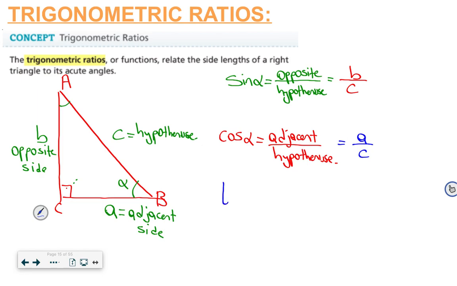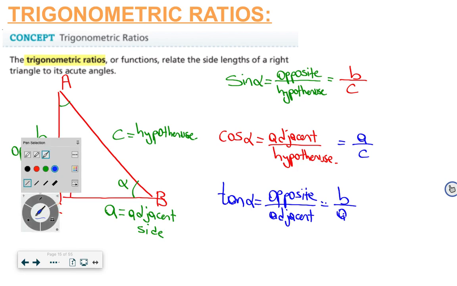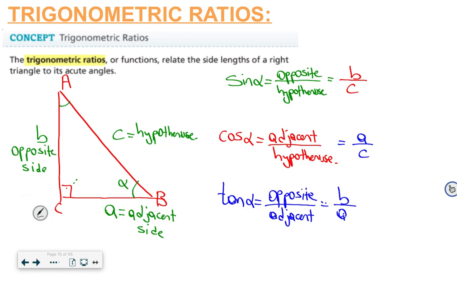The last one is tangent alpha. Tangent alpha is opposite over adjacent. What was the opposite side, which is b, over what is the adjacent, which is a. On the other hand, you should also know that tangent alpha can be calculated as sine alpha over cosine alpha as well. We are going to use this information to be able to find trigonometric ratios. Next slide.